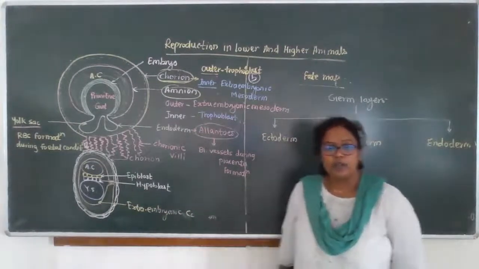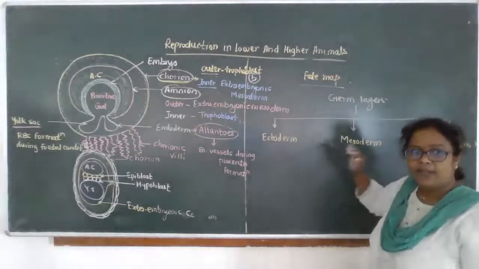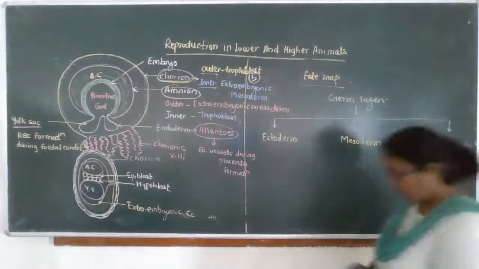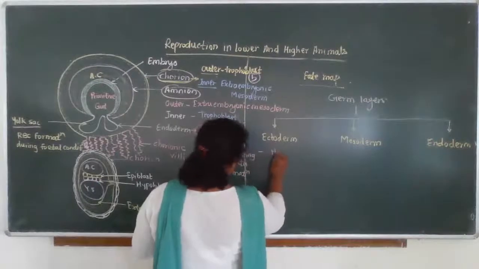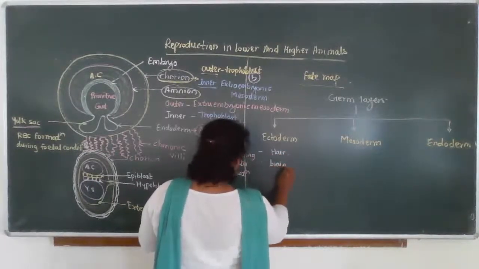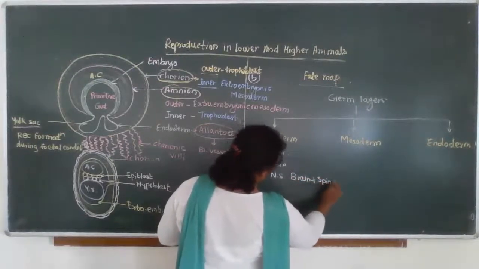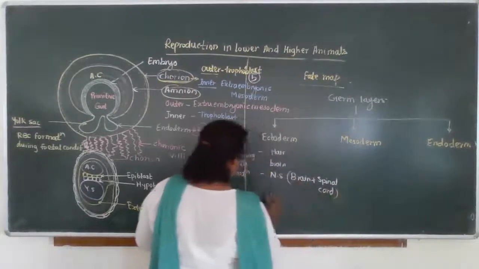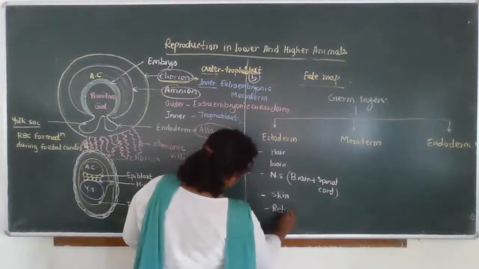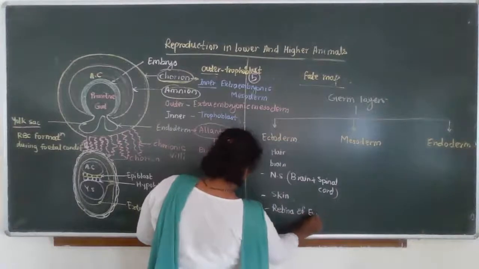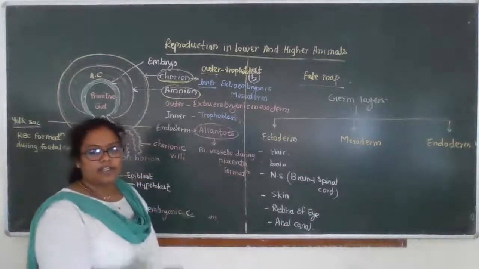So during embryonic development, from these three germ layers, the future organs get formed, and that is decided in embryonic development itself. First, from the ectoderm, which organs get formed? From the ectoderm: the hair, then the brain, the nervous system, especially the brain and spinal cord. The whole nervous system is ectodermal in origin. Then skin, then the retina of the eye, and the anal canal. These organs are derived from the ectoderm.